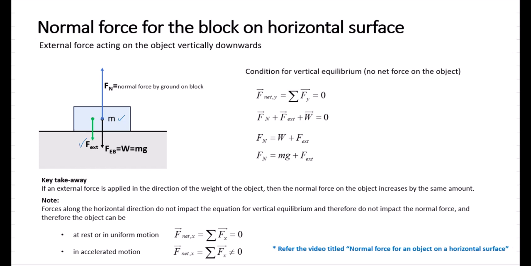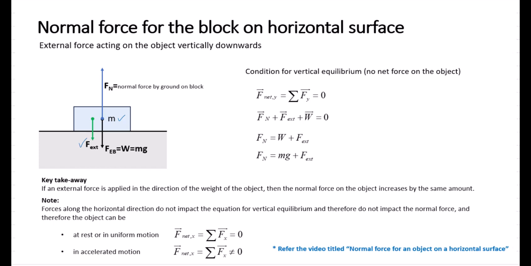Somebody can place their hand, or somebody can also keep another object on top of this object so that there is an external force. So when I say external, it means any force other than these two forces, other than the force due to gravitation by Earth and the normal force. So we have the external force acting on the object.